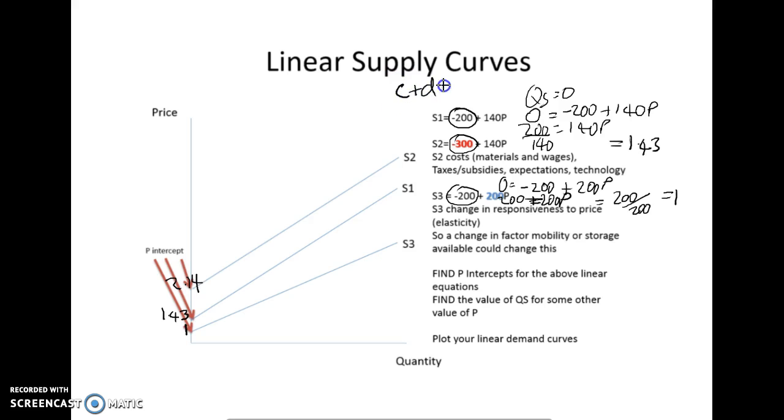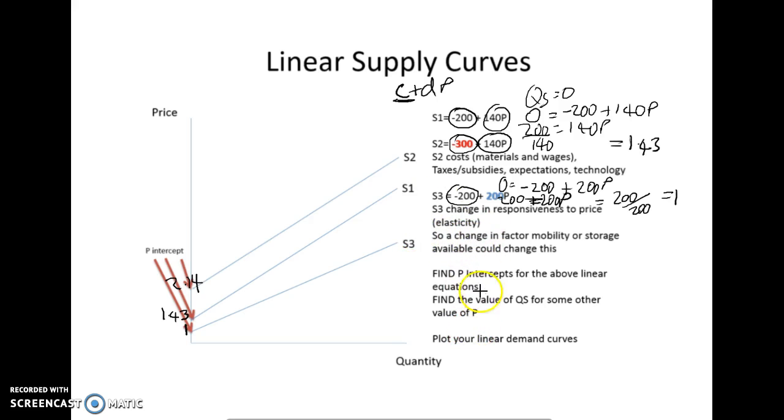C plus dp. C is your Q-intercept, as we've just said, effectively. So this is what supply would be if the price was 0. Okay, and then the 140 here. This is how responsive supply is to a change in price. So here, as it's gone up to 200, we see that that's caused a change in the slope of the curve. So it's gone higher, so it's become more responsive, so it's become more elastic. Okay, so you need to know that.